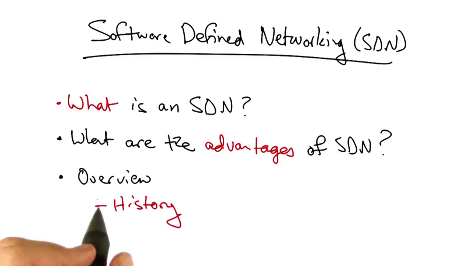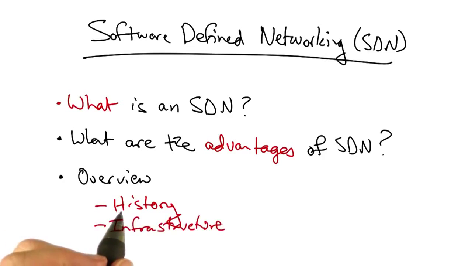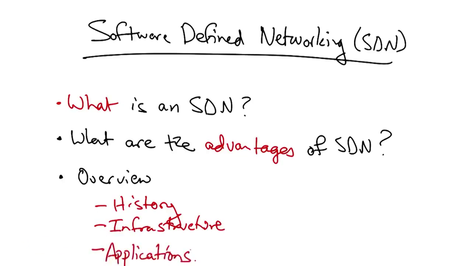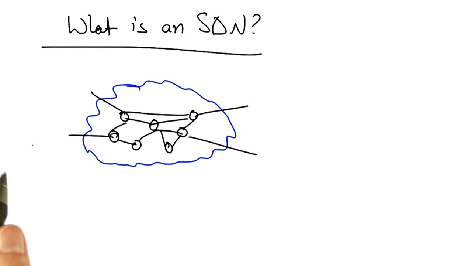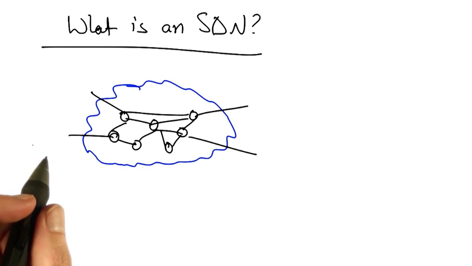We'll overview the history of SDN, the infrastructure that supports it, in particular how SDNs are designed and built, and the applications of SDN, specifically what they can be used for and how they can be used to simplify various network management tasks.